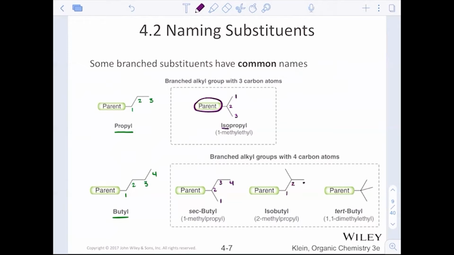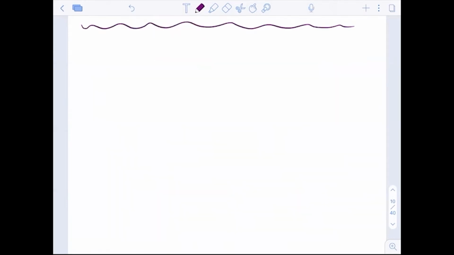1, 2, 3, 4. It looks like the same idea as the isopropyl here, just branched off at carbon 2. That is the isobutyl. And 1, 2, 3, 4. I call this one looking like the chicken foot. It's a tert-butyl group. So putting it all together, the last step was locate the substituents.